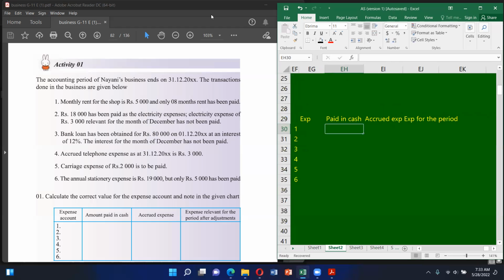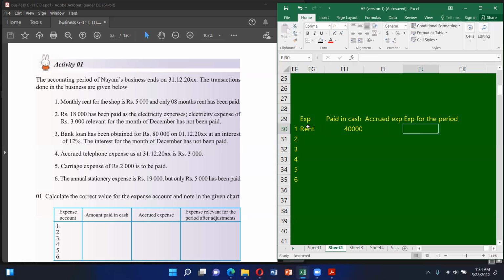Okay. Last questions. Minanga, can you read the first part? Monthly rent for the shop is 5,000 and only eight months rent has been paid. The expense එක rent කියලා ලියන්න හැමෝම. But how much you paid in cash? 40,000. 40,000 cash එකෙන් ගෙවලා තියෙනවා.